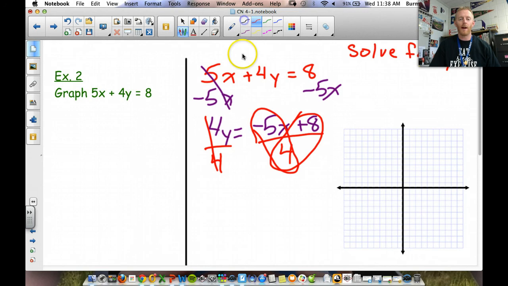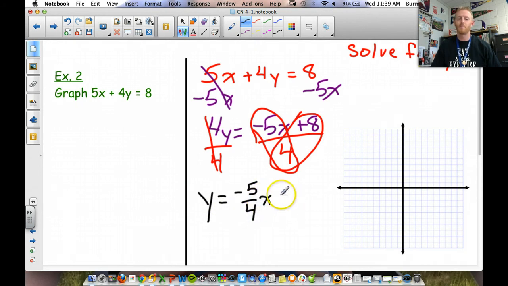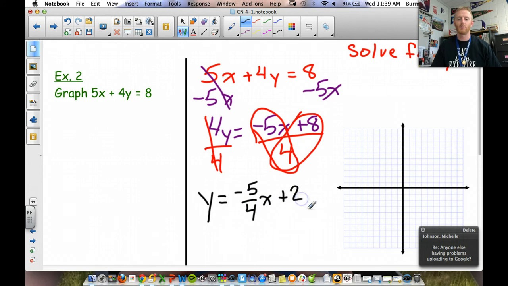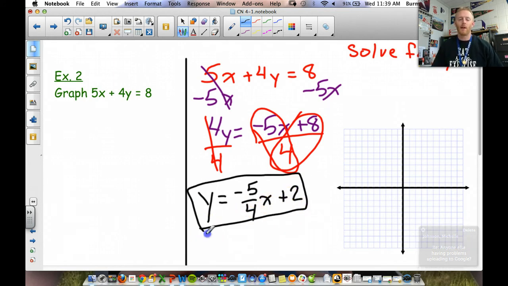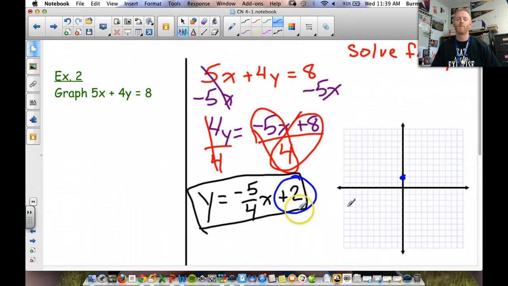So we get our final equation in slope-intercept form. Y is equal to -5/4, because that doesn't simplify anymore, x, plus 2. Now with this being our equation, we can use that to graph. On our graph, our y-intercept is 2. So we're going to go up 2, and that's going to be our starting point. And then we will graph the slope of -5/4. So it's down 5, right 4.